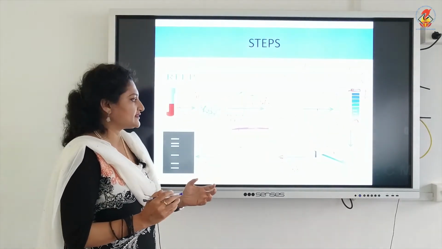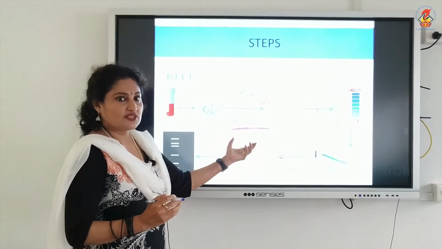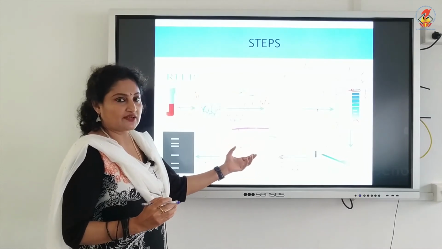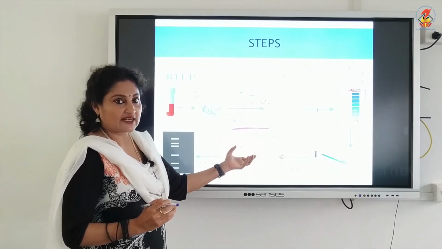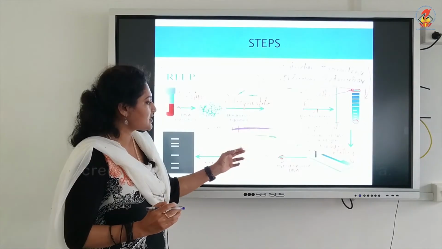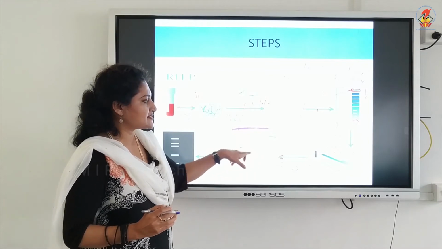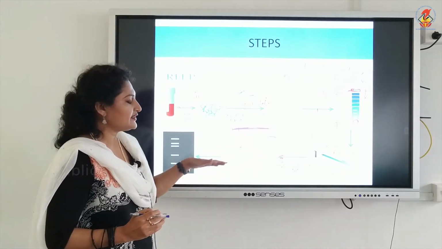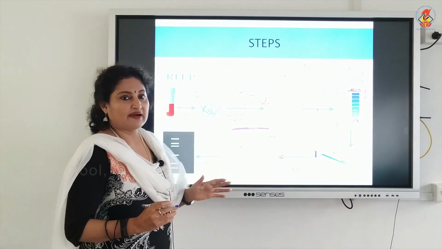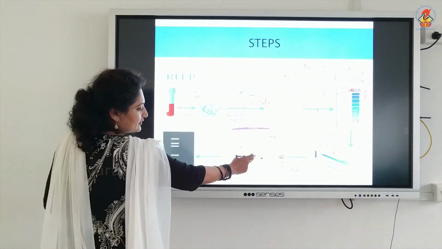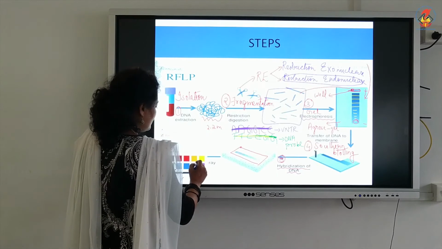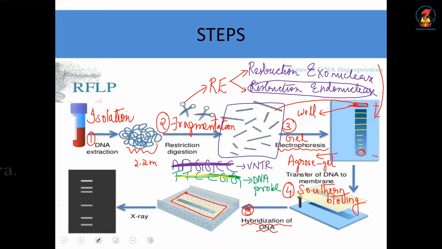What is hybridization? These DNA probes, which are complementary to the bases of the VNTR and labeled with radioactive isotopes, are made to bind on the DNA fragments on the nylon paper. So wherever there is VNTR, it binds. For example, I am drawing a number of fragments. Let me take blue color. 1, 2, 3, 4, 5, 6, 7, 8, 9, 10. 10 fragments.